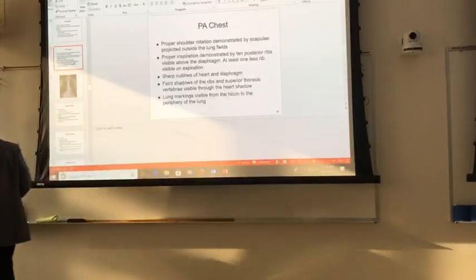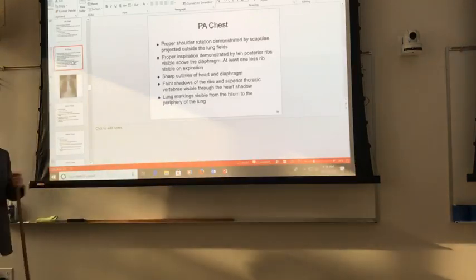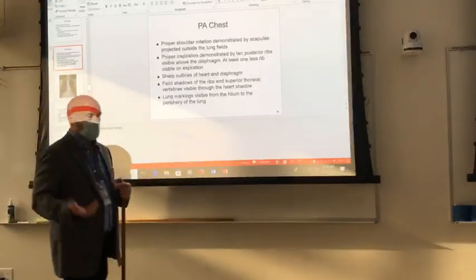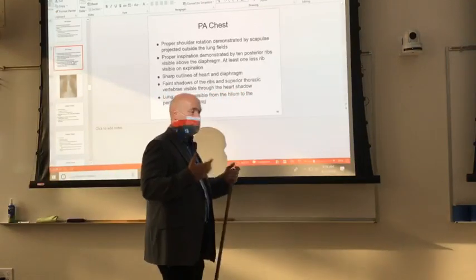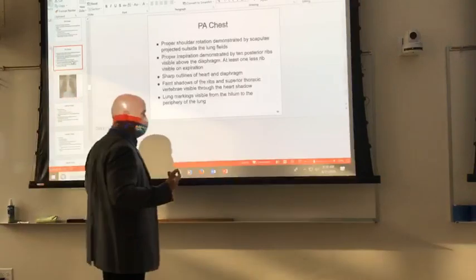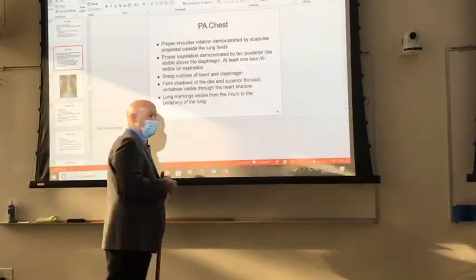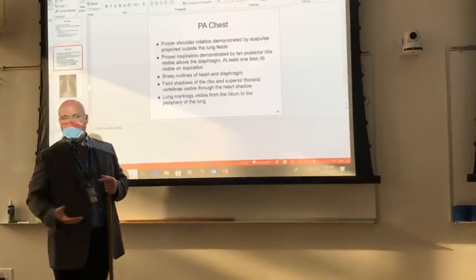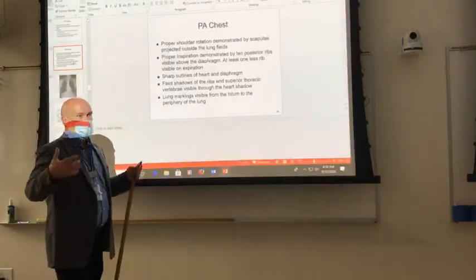But on a PA chest, what are we looking for? Lungs, primarily, right? But we also are going to be looking for other things as well, including the heart, the size of the heart. So the reason we want to put the anterior surface up close to the image receptor is because we reduce magnification of the heart.